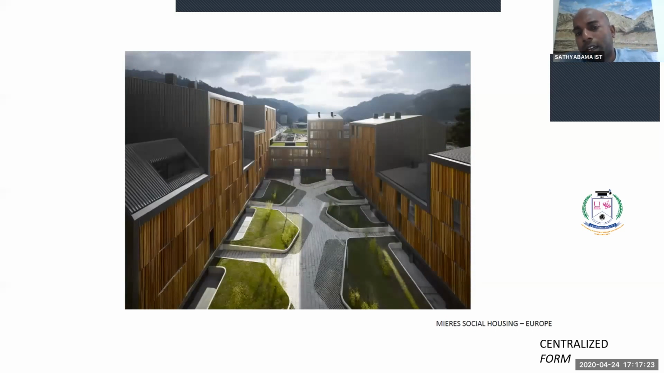Right? This is the opposite. It's actually a void, and you notice how, although the building wraps all around, your focus is on the courtyard, right? So a centralized form can be both solid and void, and both can be equally powerful, right? So here, the courtyard ends up being the focus.